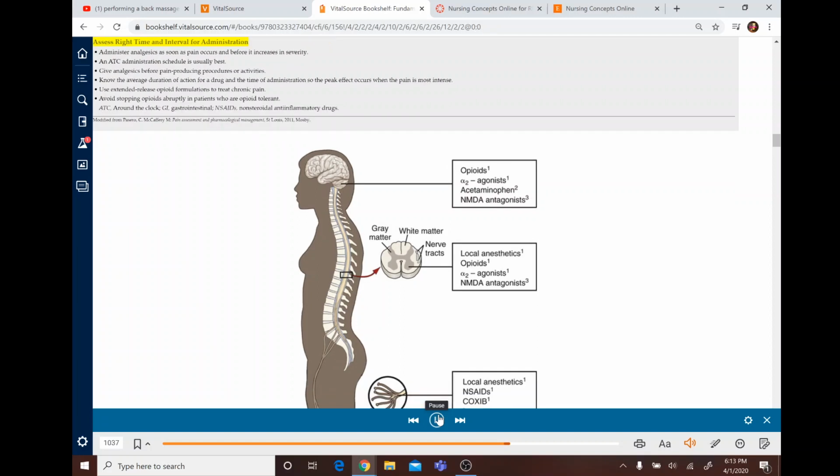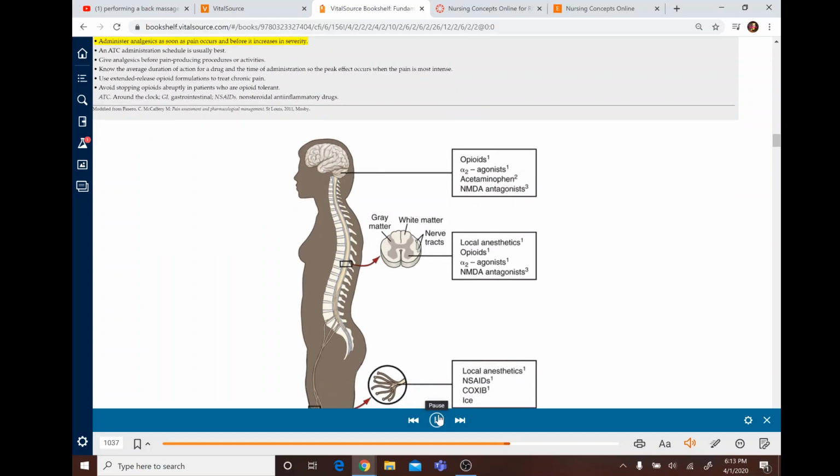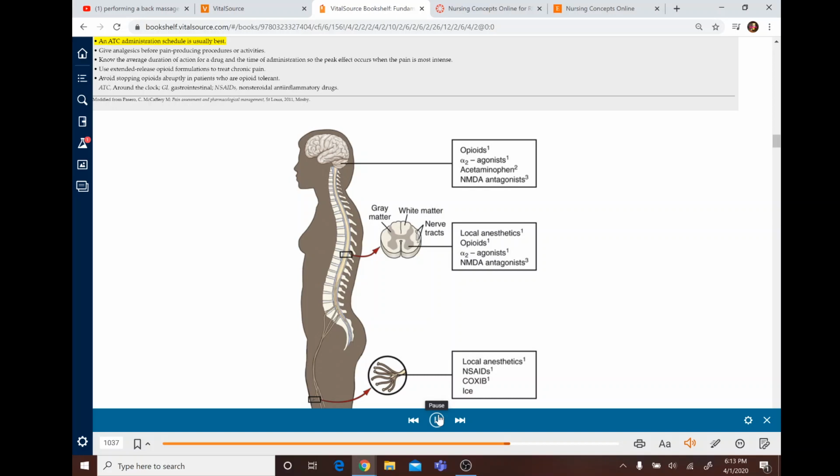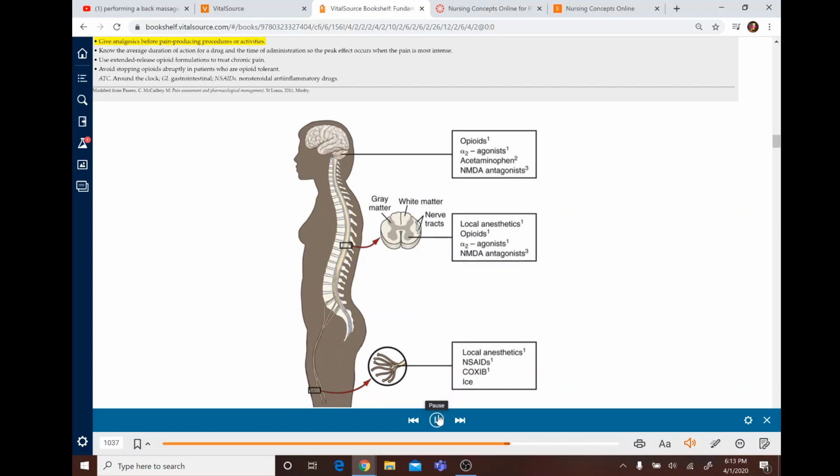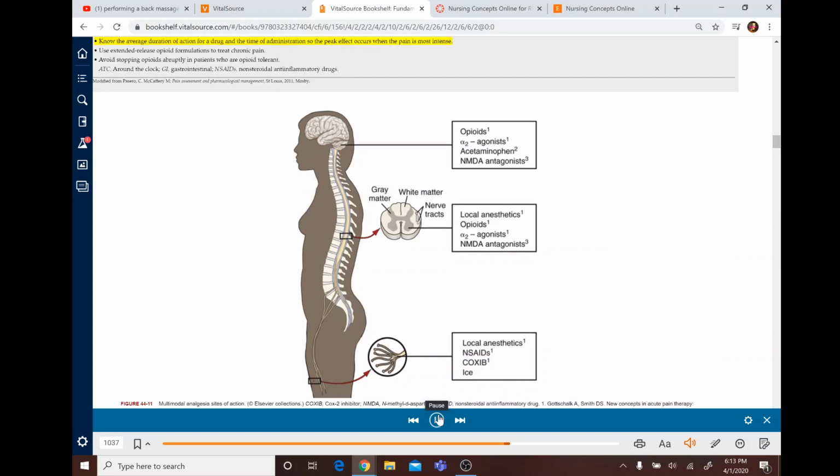Assess the right time and interval for administration. Administer analgesics as soon as pain occurs and before it increases in severity. An ATC administration schedule is usually best. Give analgesics before pain-producing procedures or activities. Know the average duration of action for a drug and the time of administration so the peak effect occurs when the pain is most intense.